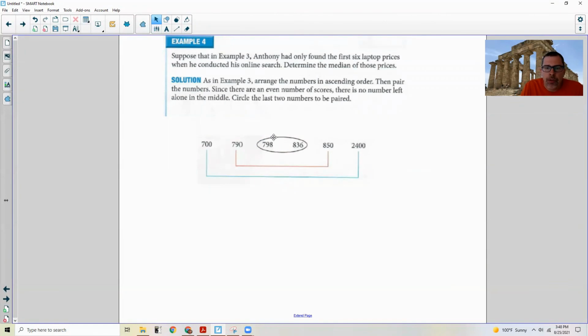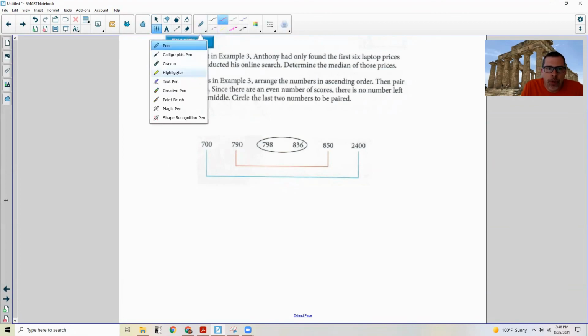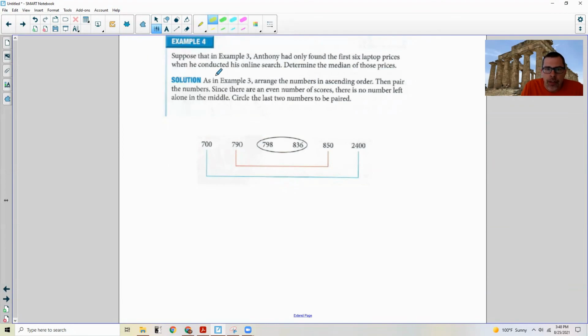Okay, so now we have an even number of data points. As in example 3, we arrange the numbers in ascending order and then pair the numbers since there are an even number of scores. Okay, so this is for an even scenario. There are no numbers left alone in the middle. There is no middle number in this case.